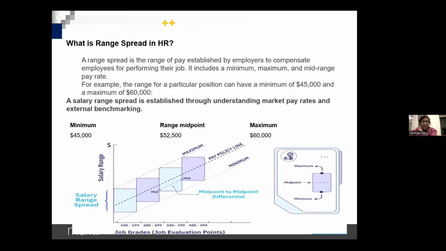Now, first of all, let me go step by step. First of all, let me make you understand how we do percentile. Then we'll do median. Okay, let me just go to the percentile format.